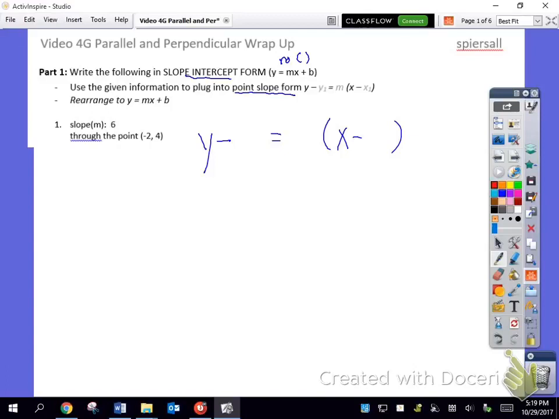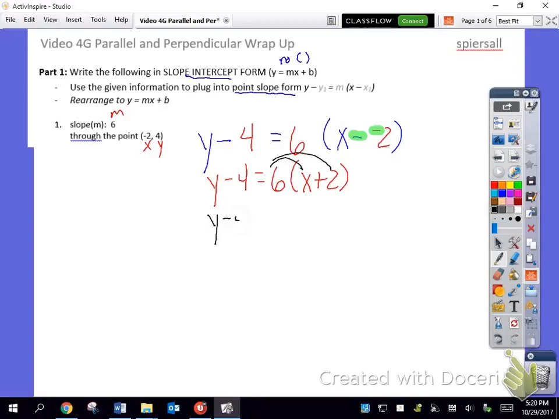So y minus, here's your y, here's your x, and this is your slope, so that's m. So y minus 4 equals 6 parentheses x minus negative 2. And then you've got minus and negative, so you need to rewrite that. y minus 4 equals 6 parentheses x plus 2. Get rid of your parentheses, so distribute. So y minus 4 equals 6x plus 12. 6 times 2 is 12.